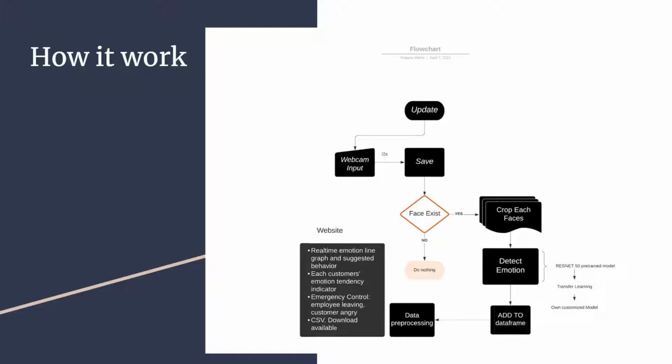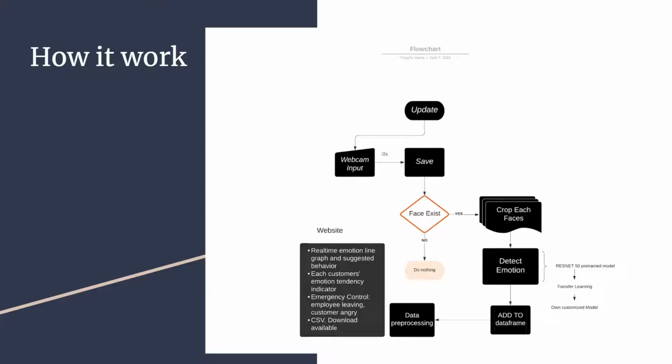So what we will show on the website is a real-time emotion line graph and suggested behavior as text. And each customer's emotion tendency indicators. We use that to find each customer's tendencies, their emotions, and performance, showing us a score. And we can also use the scores to check employees' performance.